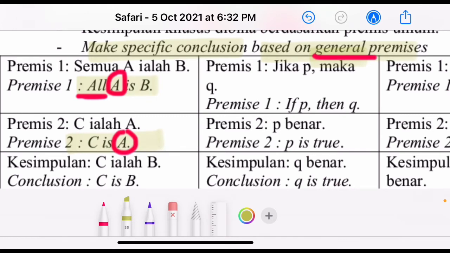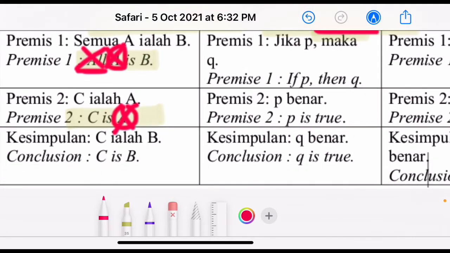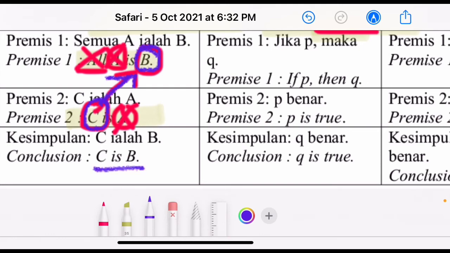Notice that we will cancel out the "all". We will cancel out the A, which are similar. And then the balance is, we always start from premise 2 and connect to B. C is B. That's how you do the connection from premise 2 to premise 1. So we always use a highlighter, highlight the similar one, and then we cancel out. That's how you write the conclusion for type 1.